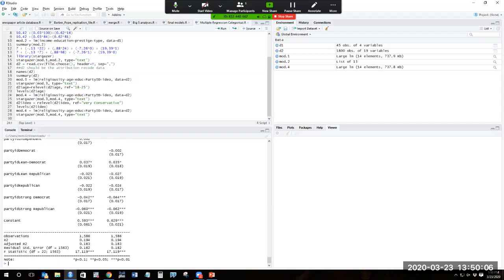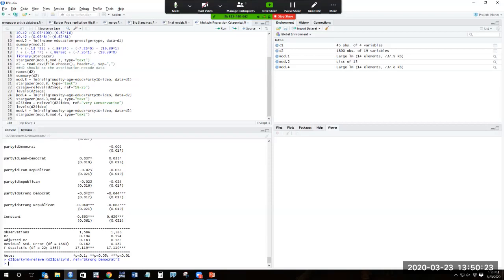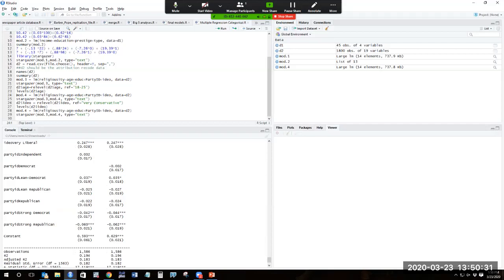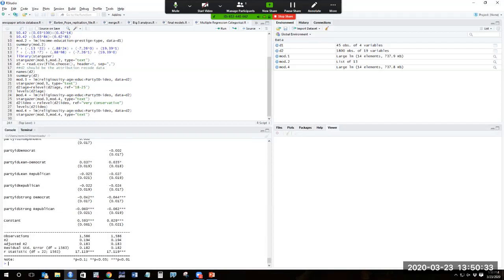We could change the baseline on this again if we wanted to. If you say, well, let's actually compare strong Democrats, right? There's this stereotype that strong Democrats are like the least religious people in America. So let's run the model and see if everybody's more religious than strong Democrats. So here's my baseline. Oh, I didn't run the model again. Run the model again, then do the stargazer. All right, so my baseline is strong Democrats.